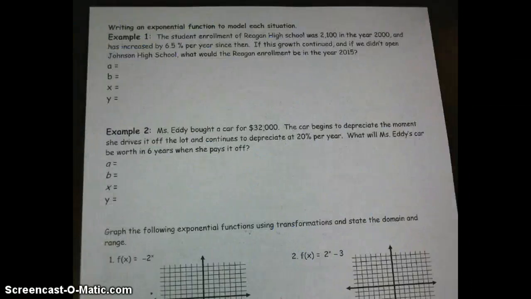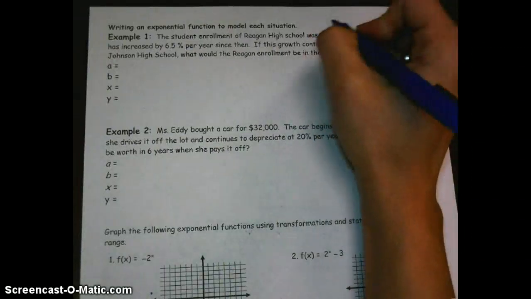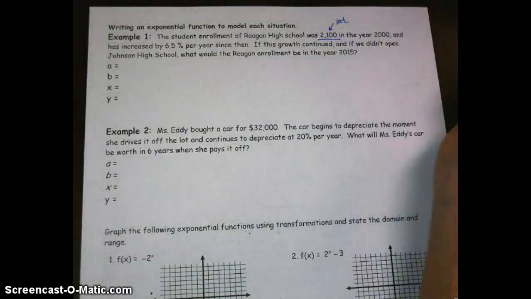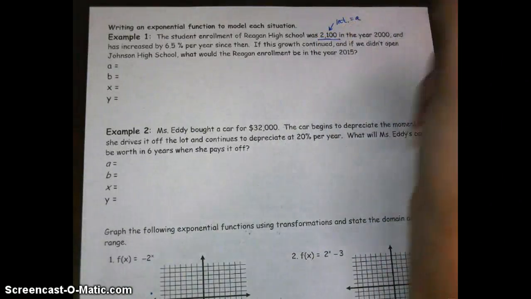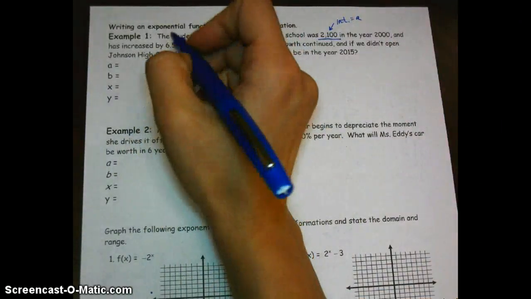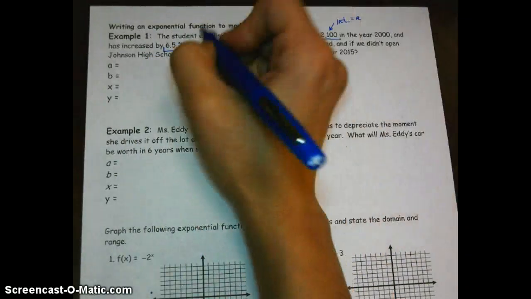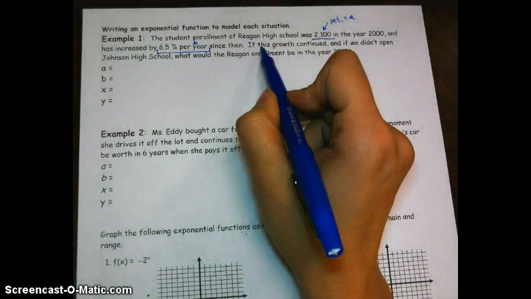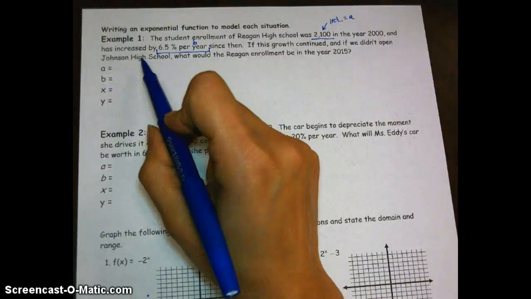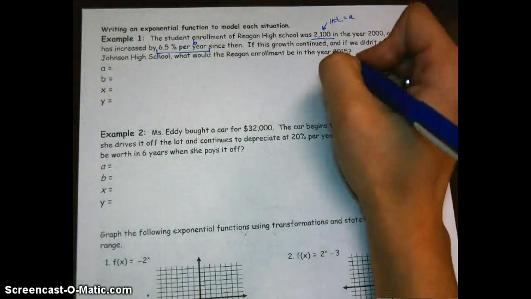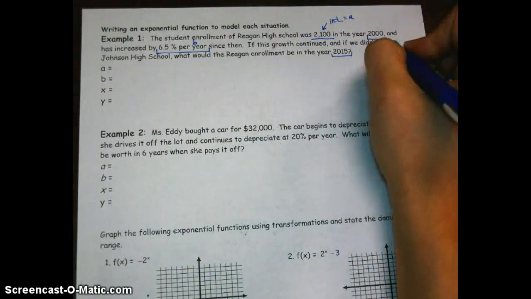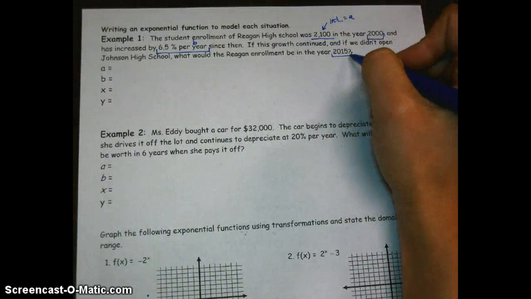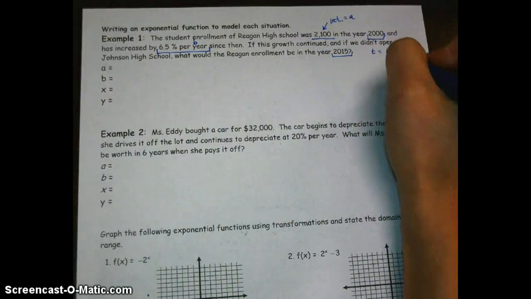Okay, so now applying it to some word problems. We've got student enrollment of Reagan is 2,100, aka this is my initial amount. Initial amount is the letter A, right? In the year 2000 and has increased by 6.5% per year. So this is sort of my B value, right? We're going to have to analyze that a little bit more. If this growth continued and we didn't open Johnson High School, what would Reagan enrollment be in 2015? So I've got a time frame between 2000 and 2015. So we're talking about time over 15 years.